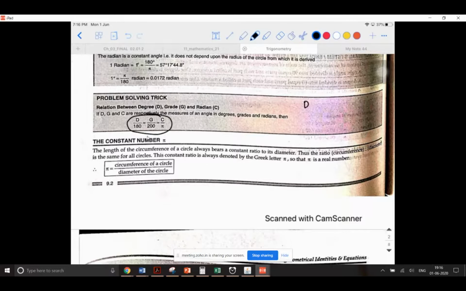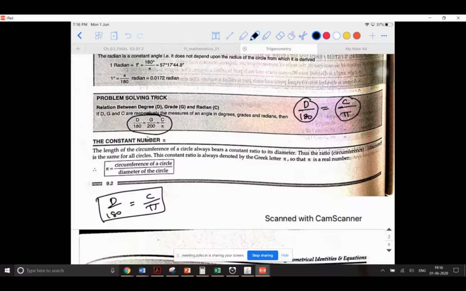So D stands for degree. This is a relation. Degree divided by 180 is equal to radian divided by pi. C stands for radian. So if you know the angle in terms of degree, degree divided by 180 will be equal to radian divided by pi. This is going to be the formula that we are going to use. So degree by 180 is equal to C divided by pi. You can make a note of this.